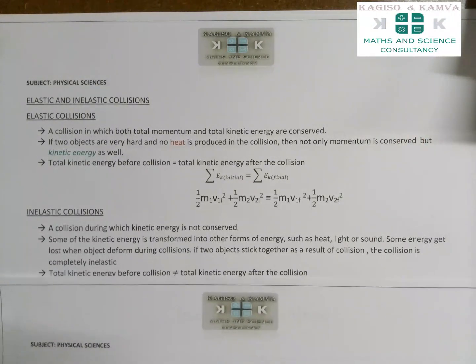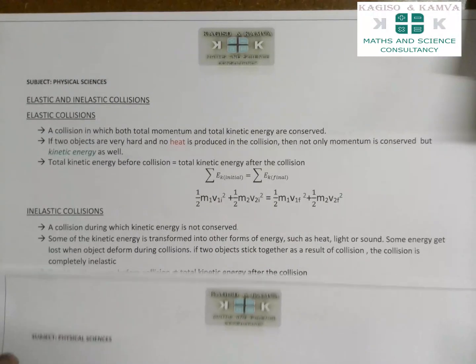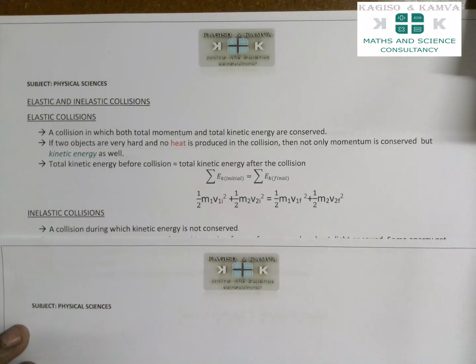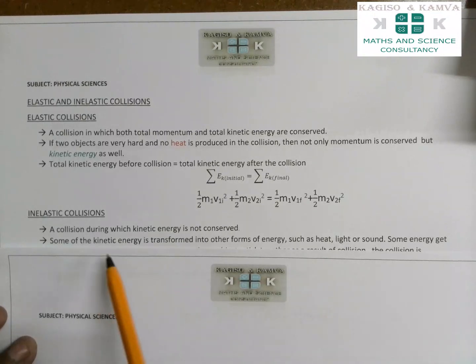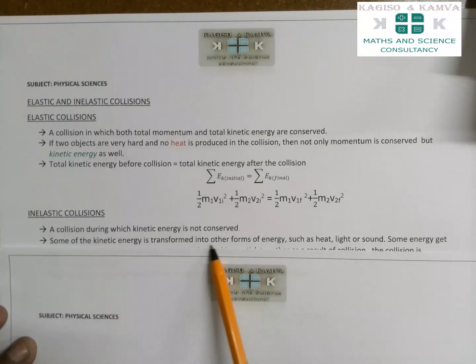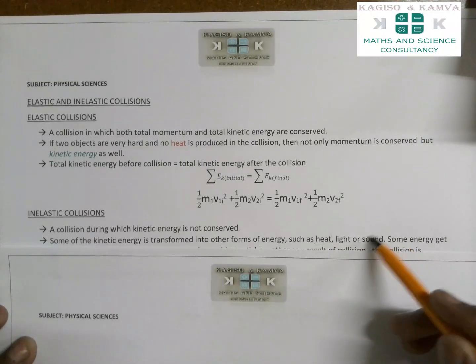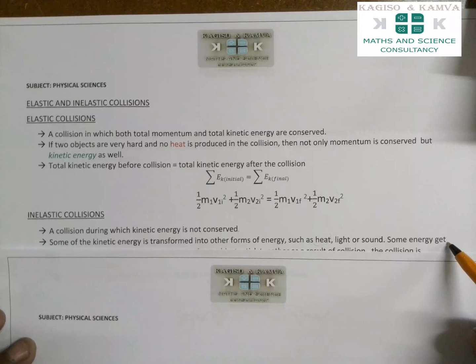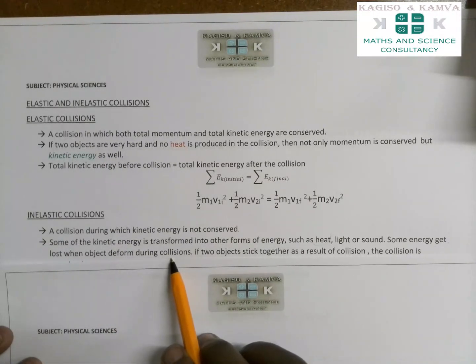Now let us discuss the inelastic collisions. Now for an inelastic collision, a collision during which kinetic energy is not conserved. Okay, some of the kinetic energy is transformed into other forms of energy, such as heat, light, or sound. Some energy gets lost when objects deform during collisions. Okay, this is for objects that can deform when they collide.